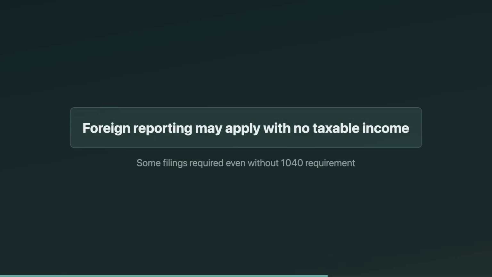Also, remember the difference between a tax return and an information return. Many foreign forms are information returns. They can be required even when there's no income tax due, and sometimes even when there's no normal 1040 filing requirement. That's why foreign reporting feels so weird. The government may want the disclosure even if there's nothing to tax.